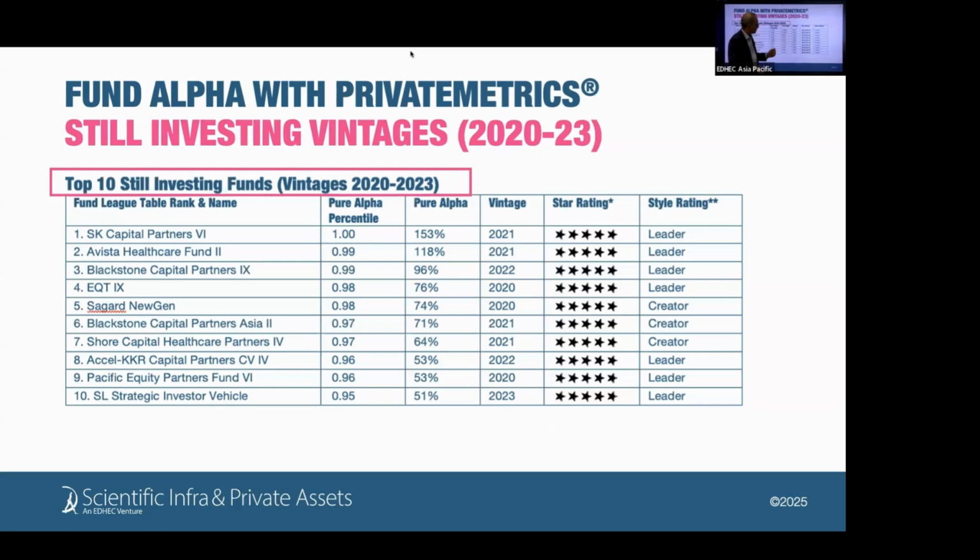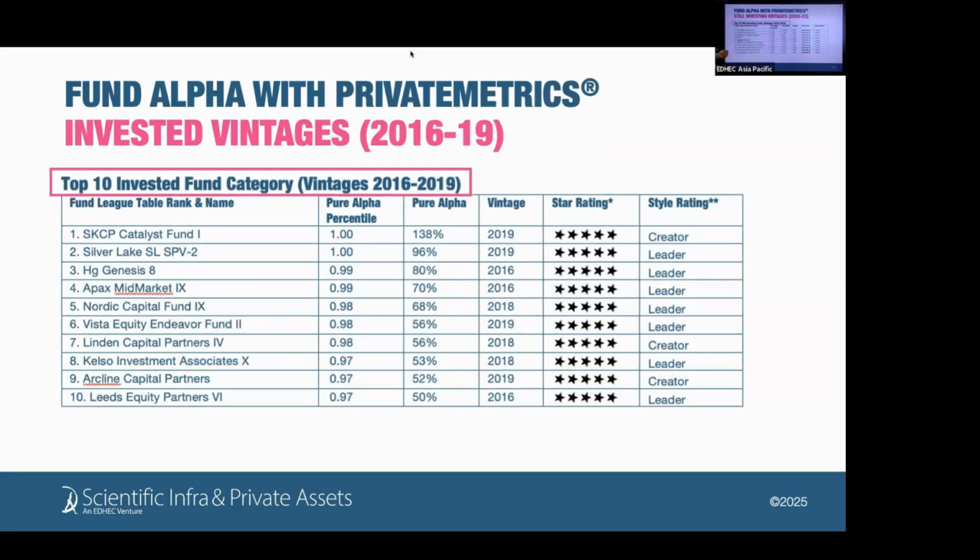And of course, they will have lots of stars because they're very much at the top of the distribution of alpha. But they have different styles. Some of them are leaders, so they deliver a lot of alpha, but they take a lot of market risk. And some of these are quite interesting. There are some more rare funds that have less exposure to market risk, but also deliver high positive alpha.